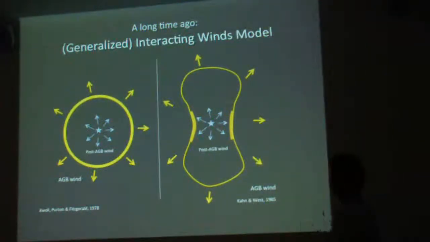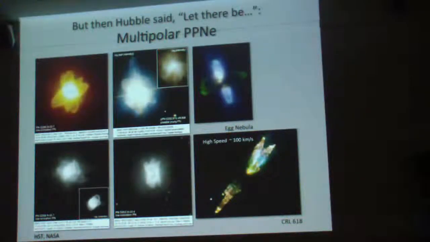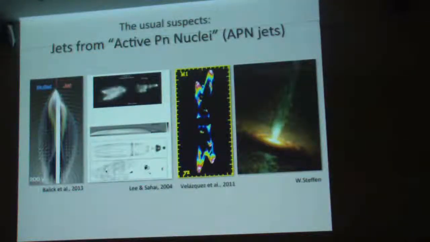Okay. Well, a few decades ago, the planetary nebulae were explained by basically two evolving models: the interacting wind model, first spherical, and then with the generalization, having a high density in the equatorial region that would shape the planetary nebulae into bipolars or ellipticals. And then we got this, which of course did not fit those models, and the usual suspects for anything elongated is of course jets that come from some central engine, like we have in AGNs, active galactic nuclei.